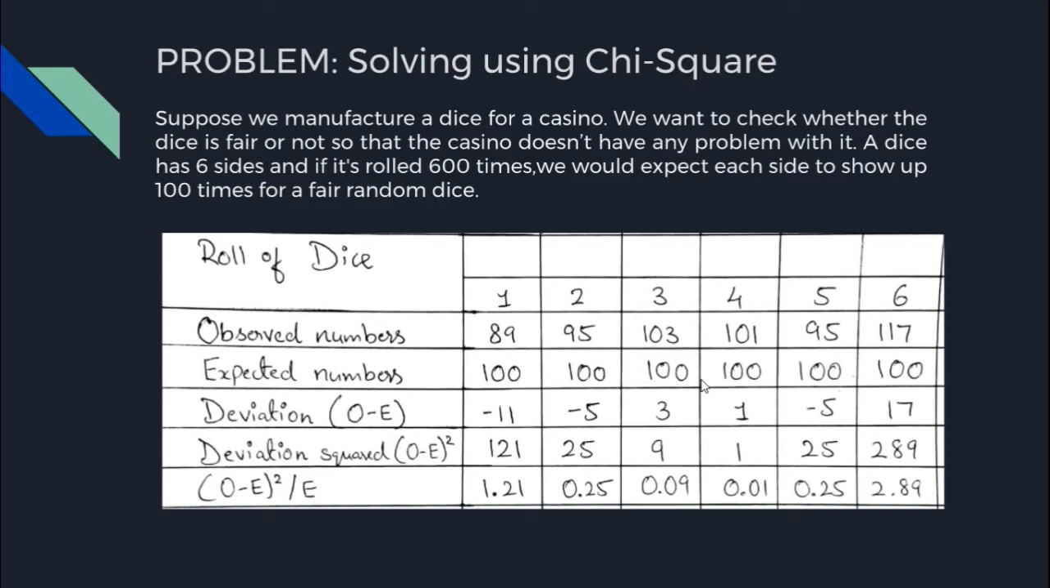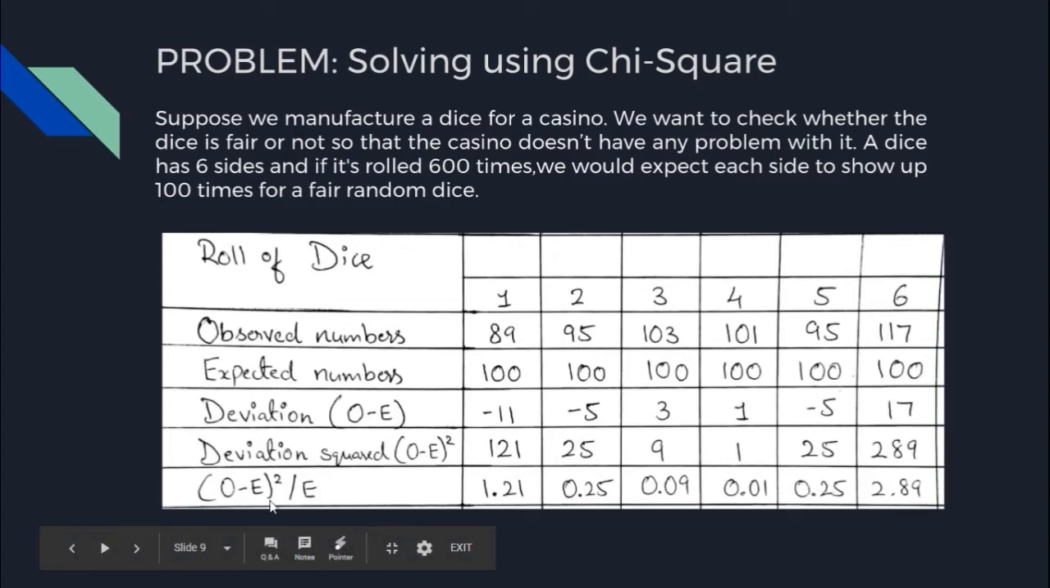Now let's do an actual experiment and roll the dice, and these are my observed numbers. 1 shows up 89 times, 2 shows up 95 times, and so on till 6. Now let's go ahead and do the calculations for chi-square. Deviation is calculated by O minus E and the values are shown below. And the deviation square, which is given by (O minus E) whole square, is 121, 25, and so on.